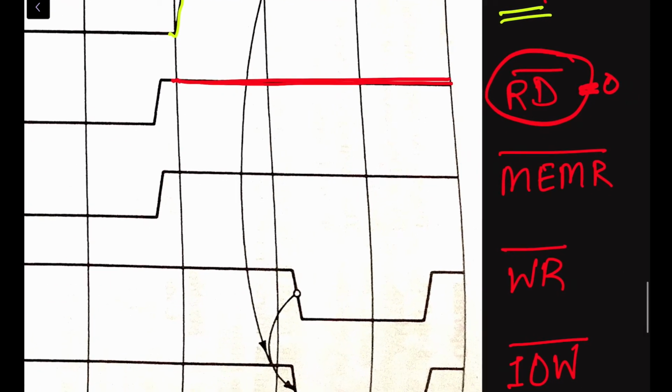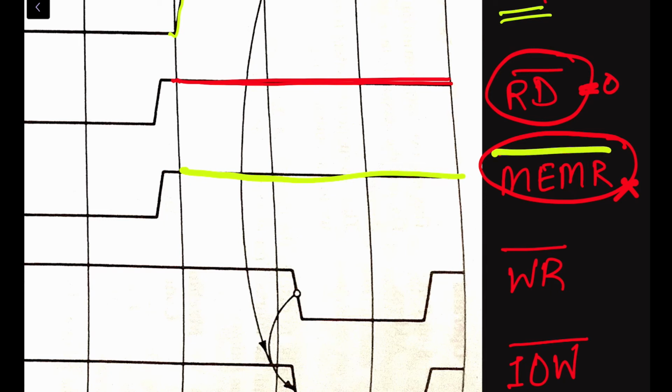And the memory read bar signal is related to the memory. We have the input output related operation now. In this video we are learning about the input output write operation, therefore this memory read operation is not applicable here. Therefore we have to make the signal high as well. Why high? Because this is an active low signal. Here you can see the memory read bar is an active low signal. When it is high, it will be disabled.